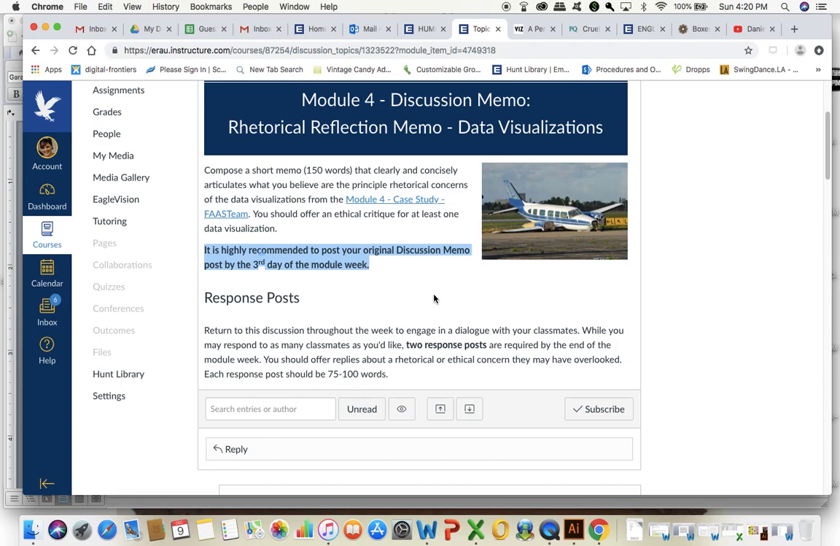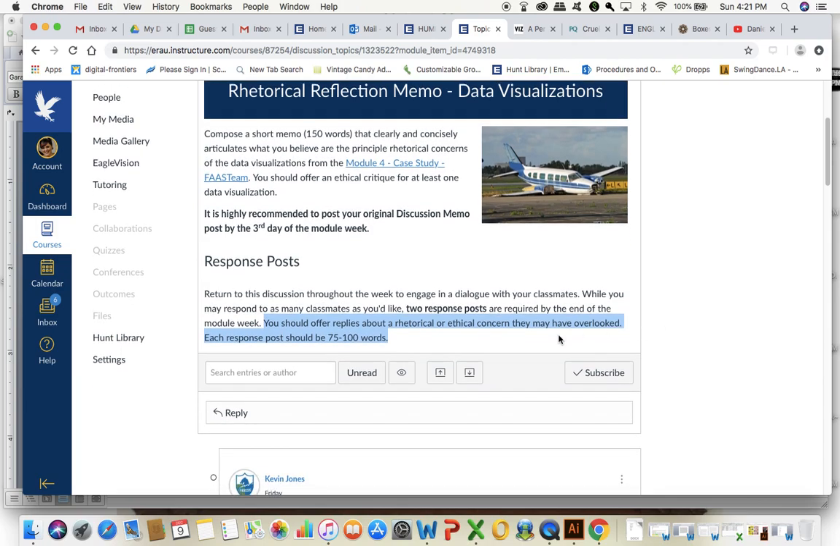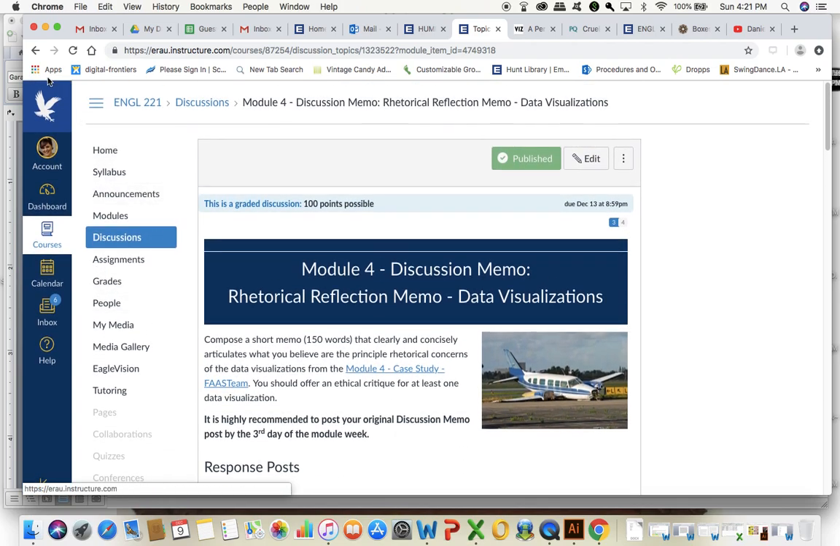So if you can get it in by today, that would be ideal, but you just don't want to post it in the last 2 days of the module week, because you want to be able to allow people to respond to you and engage in that dialogue. And the response specifics are here, right? Offer replies about a rhetorical or ethical concern that your classmates may have overlooked, and each of them should be about 75 to 100 words.